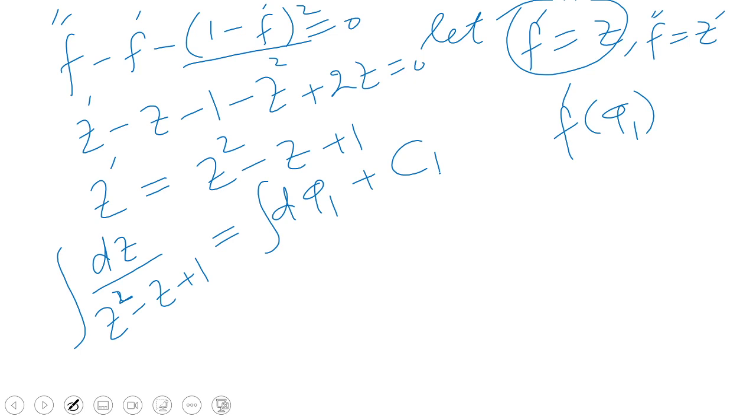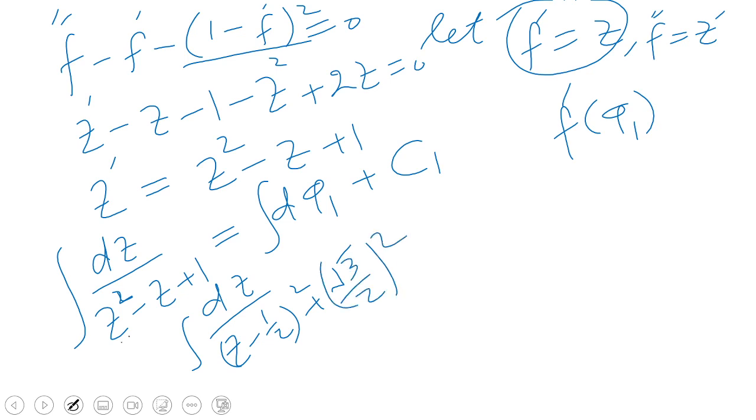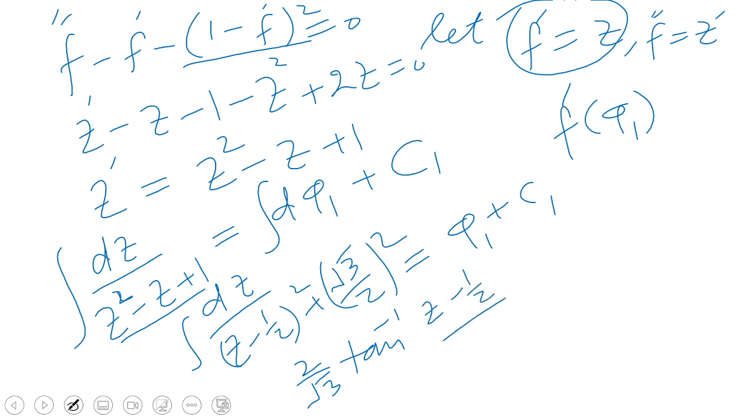I write it again a little bit. This is z minus 1 by 2 whole square plus root 3 by 2 square, which is exactly this thing, and here is phi 1 plus c 1. So here we get two by root 3 tan inverse of z minus 1 by 2 over root 3 by 2 is equal to phi 1 plus c 1. On simplification, we get this thing.